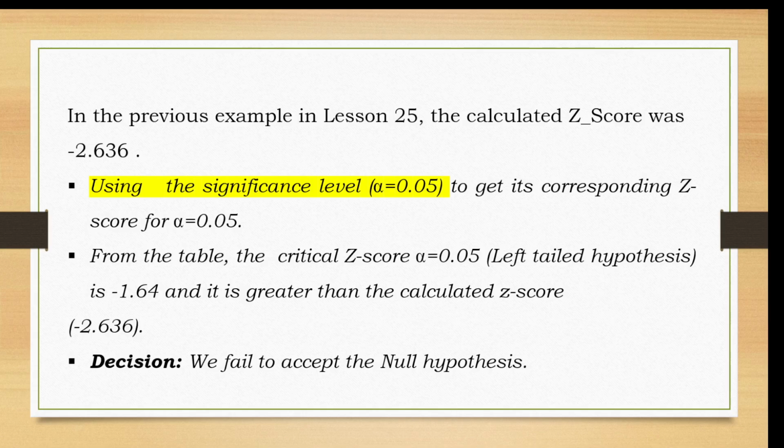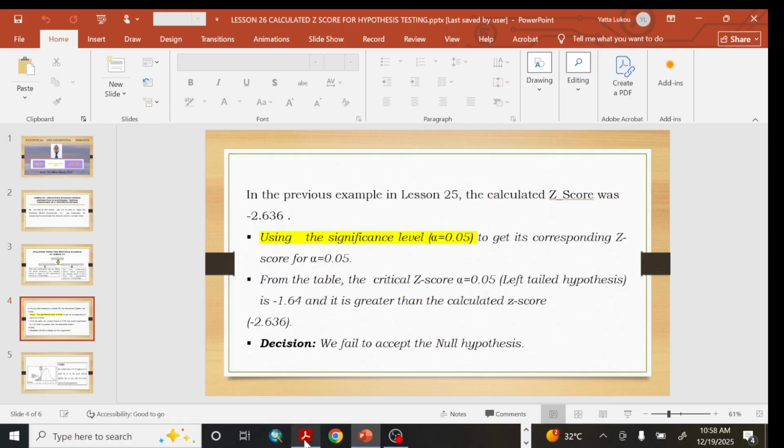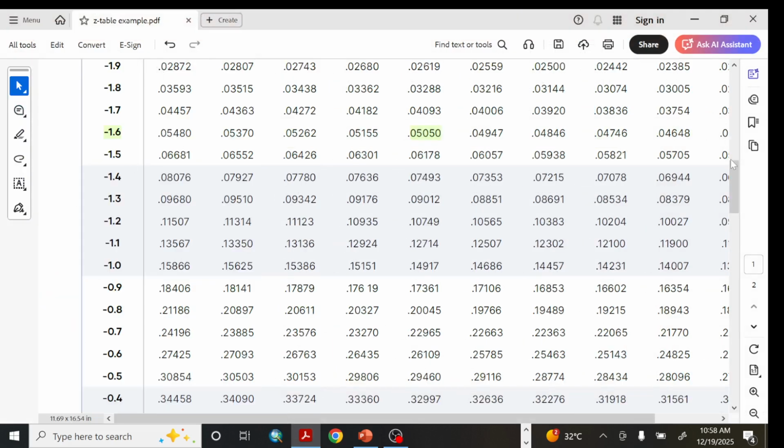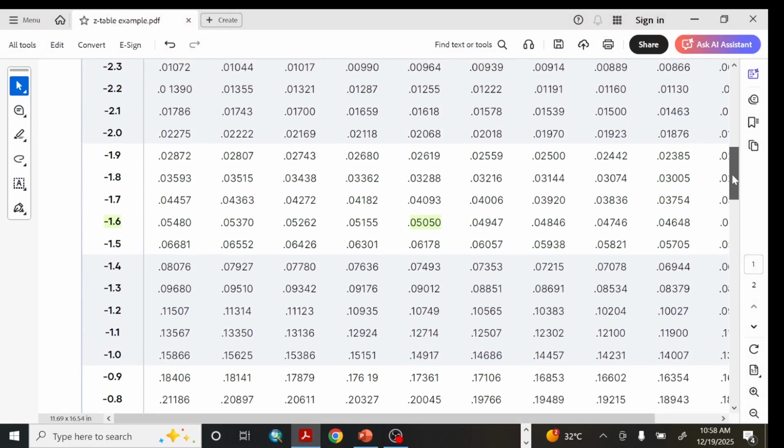To get this one, we have to find it from the table of Z distribution. So this is the table of Z distribution. You look for the probability, your alpha level of 0.05. This is the alpha level. You see that this alpha level corresponds to a Z score of minus 1.6. It is below the mean, which is 0 in this case.